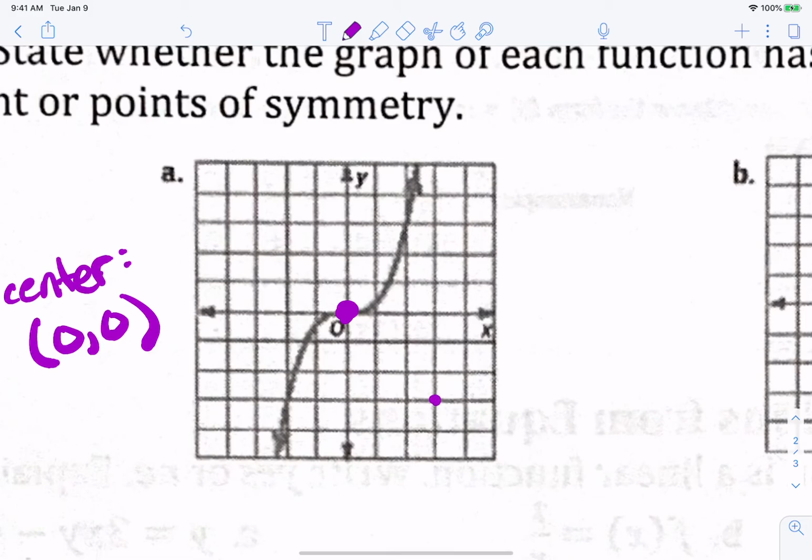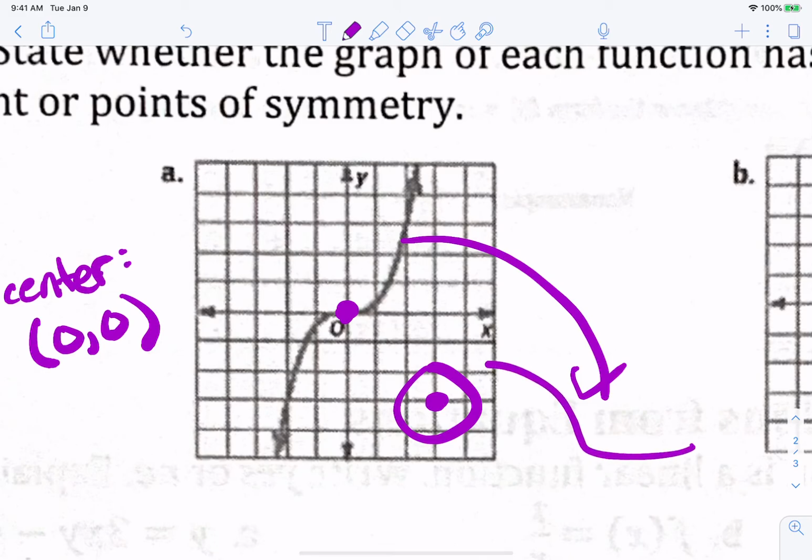Like, let's say I rotate him here. If this is my center of rotation and I take this guy and rotate him over here, he will look like this on this side, right? So the center of rotation has to be this point right here, which is 0, 0. Otherwise, when I rotate him, he will not be the same. Does that make sense?